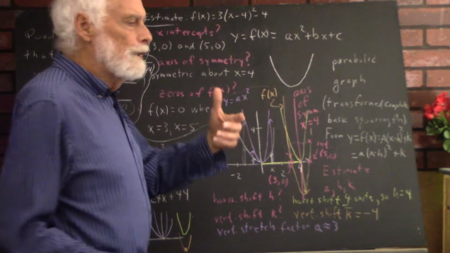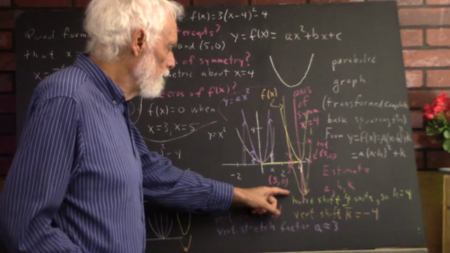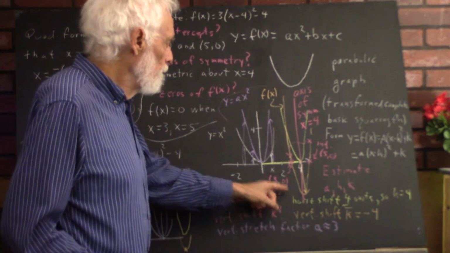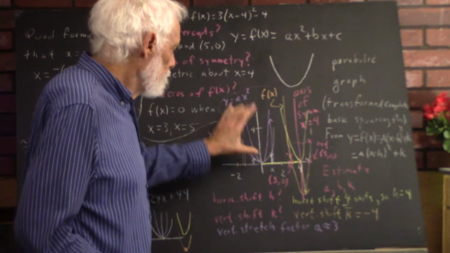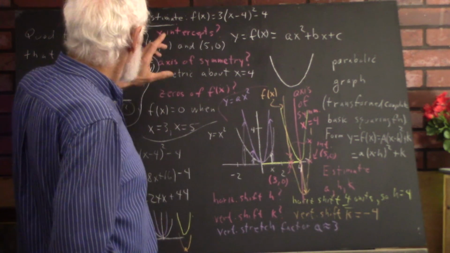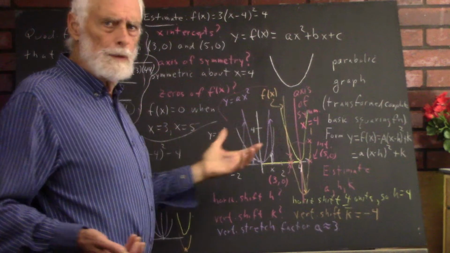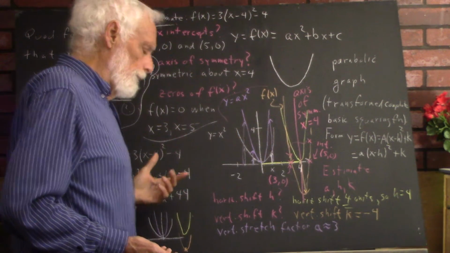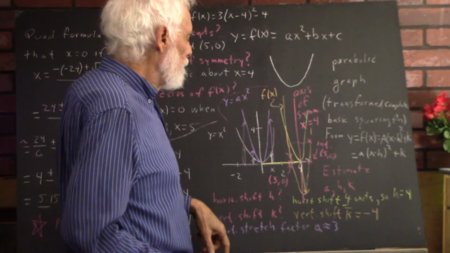Now let's make a couple more estimates. And we're going to see if those estimates are consistent with the estimates we made for the horizontal shift of 4, vertical shift of -4, and the vertical stretch factor of 3. So, what are the x-intercepts? People had trouble. Most people couldn't answer this. The x-intercept is the point where the graph intersects the x-axis.